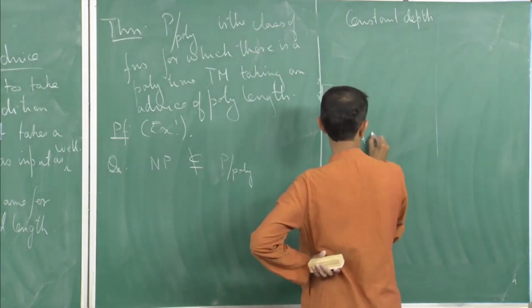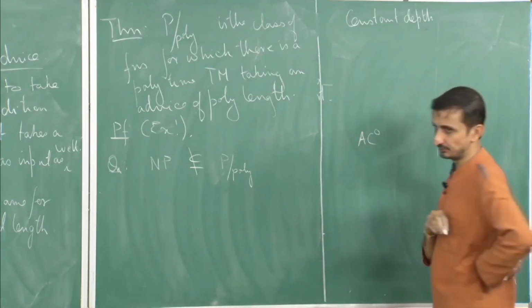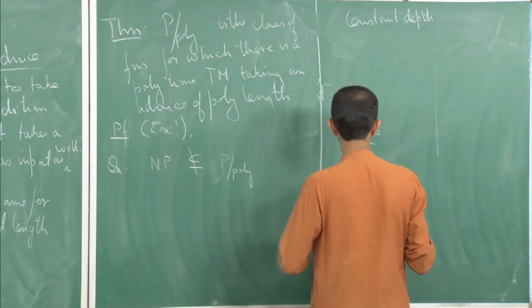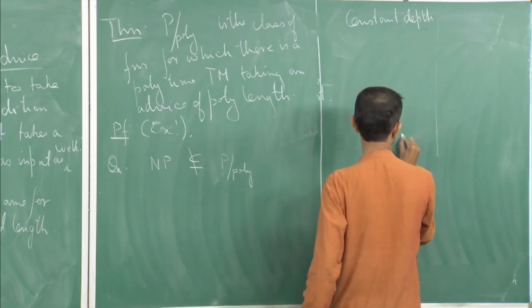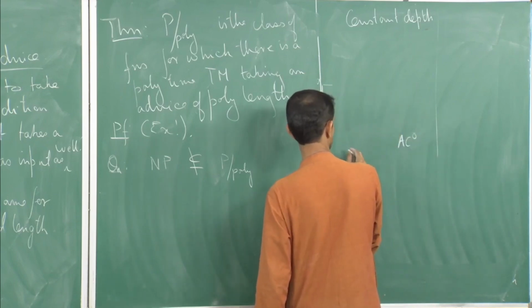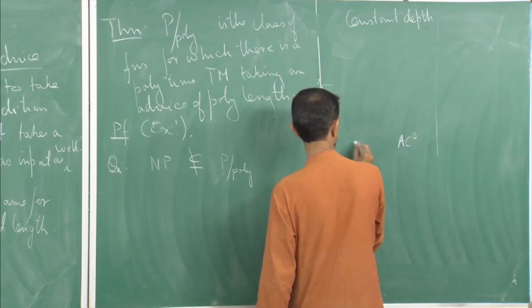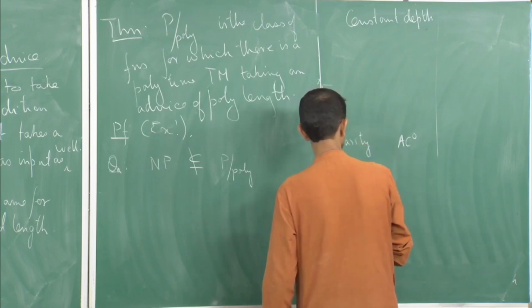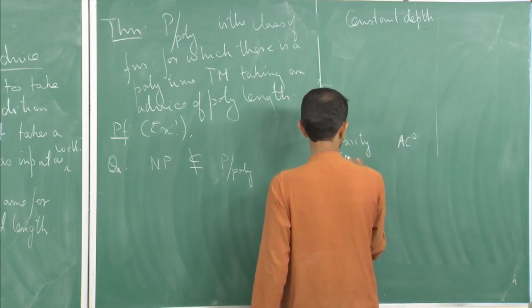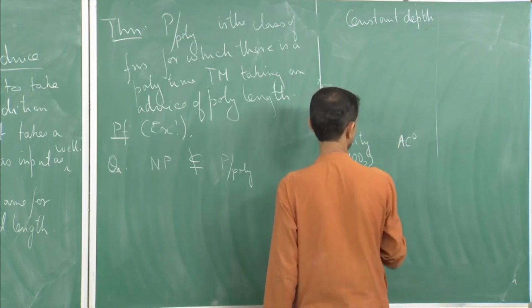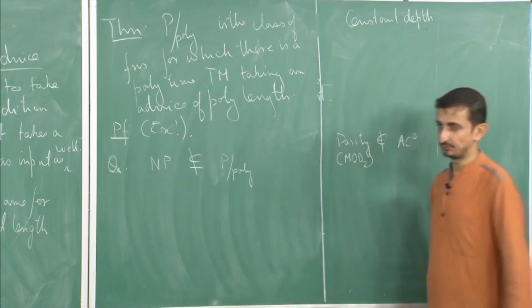So, we have, for example, AC0, and there is this famous result by several people. First it was shown by FSS that the parity function, or I can also call it the mod 2 function, is not in AC0.